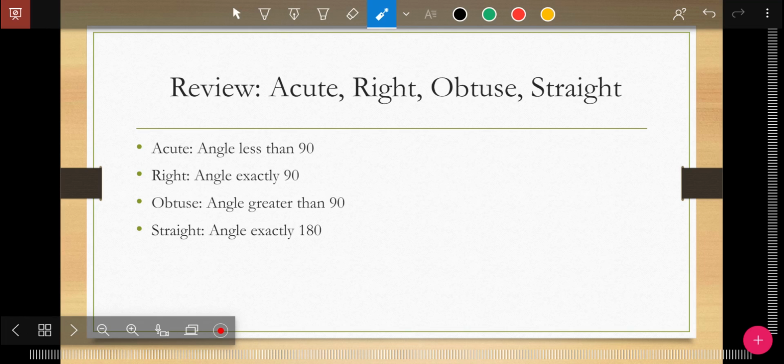Then these are all review from previous years of your learning. Acute angles are less than 90. Right angles are exactly 90. And so when it's acute, it's less than 90. When it's a right angle, we'll put this little box in here to let you know that it's a right angle. Obtuse angles are greater than 90, and straight angles are like straight lines. And in our geometry class, we will not deal with any angles that are greater than 180.